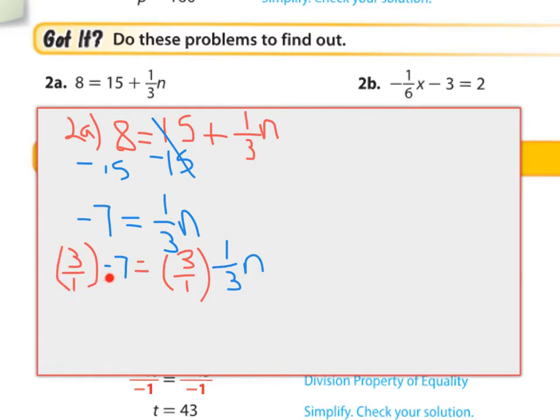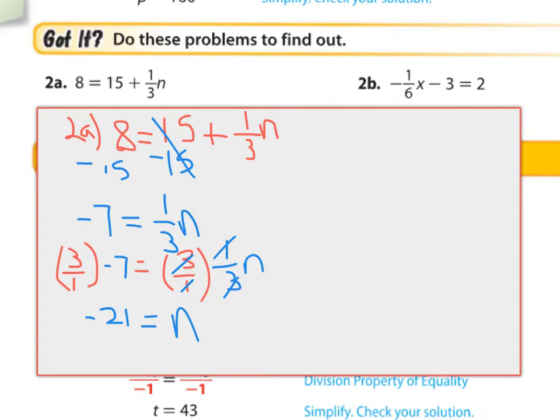3 over 1 times negative 7, 3 over 1 times 1/3 of n. Okay? And on this side, we have 3 times negative 7 is negative 21. And on this side, these cross-reference and they cancel each other out, so I'm left with just n. So n equals negative 21, or negative 21 is n.